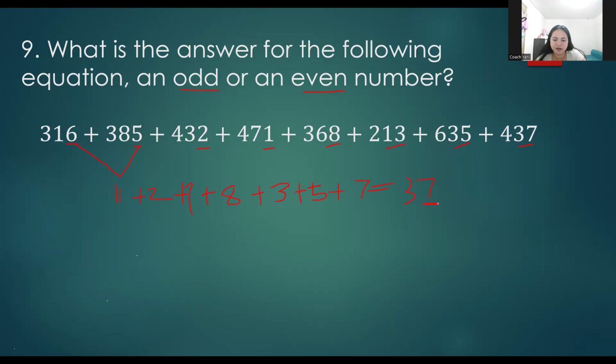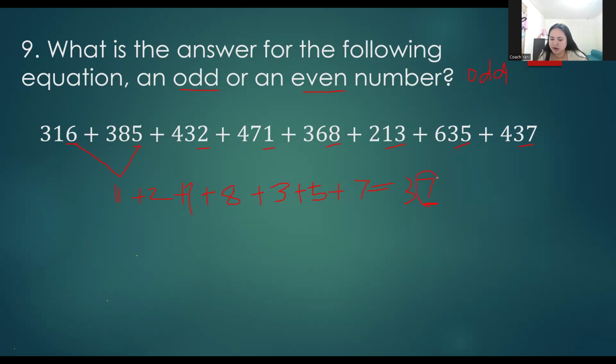So is 7 an odd or an even number? What do you think? Oh, odd. So what should be the answer to this question? Yeah. So therefore, the sum of this one is also odd. So you don't need to add everything. Just the last digit, or the units digit. Just the units digit, you just need to know.